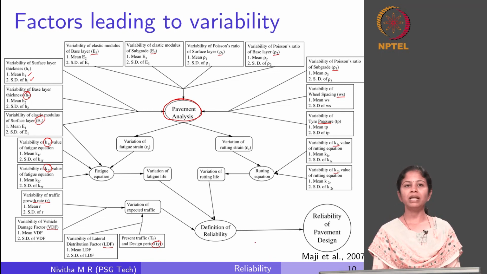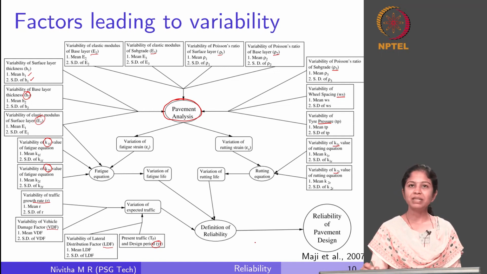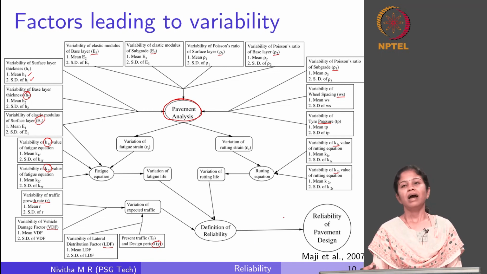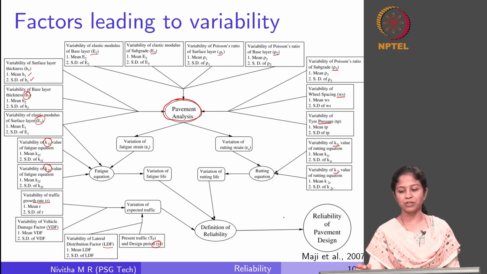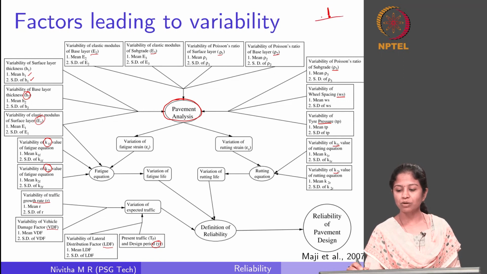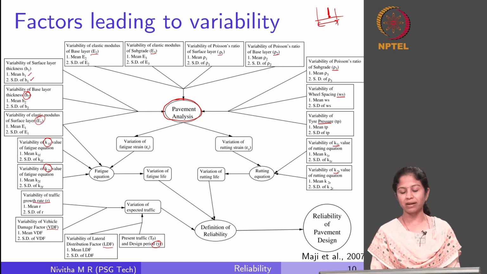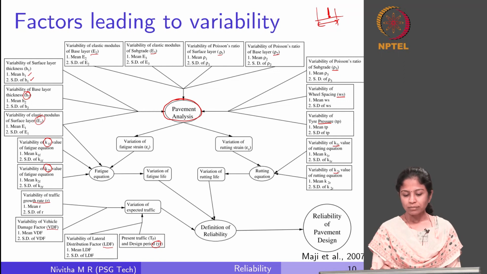So, if you typically consider a design methodology something similar to IRC, even in that kind of a design methodology, we will have these many number of parameters and each of them will have a mean value and a standard deviation, which means it is not one point measurement like this, but it is going to be a measurement over a range, right. It can vary anywhere between the range, right.